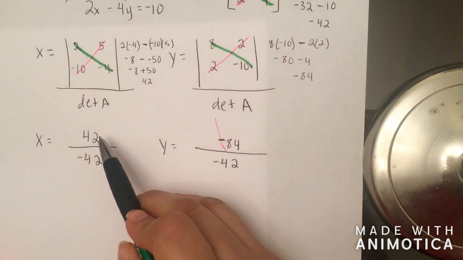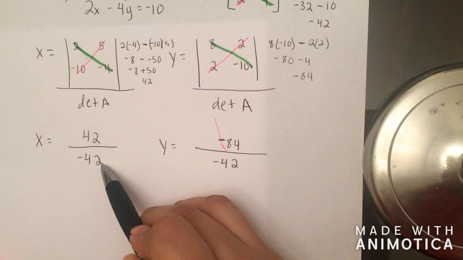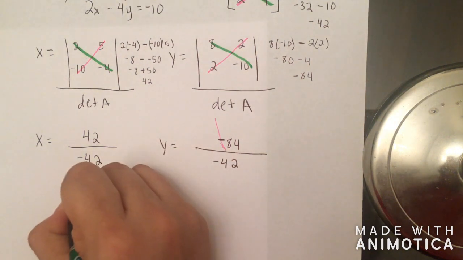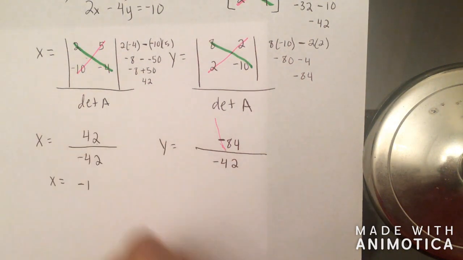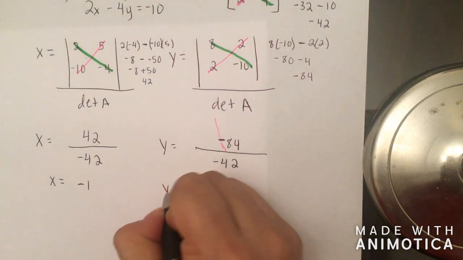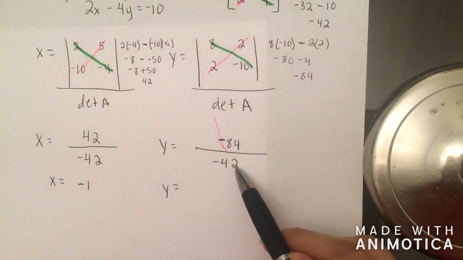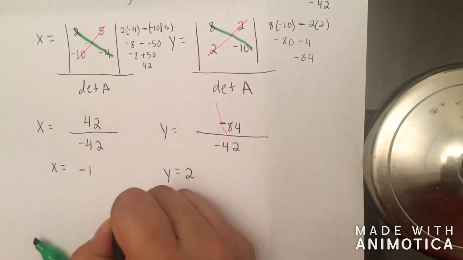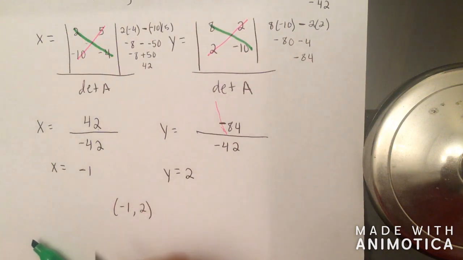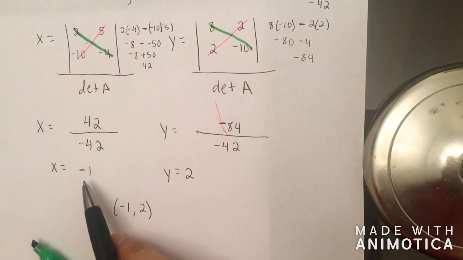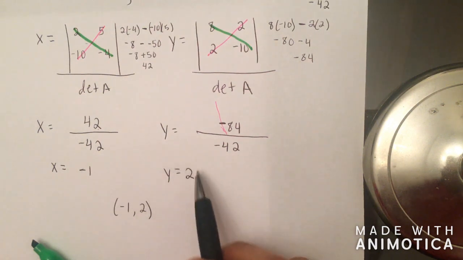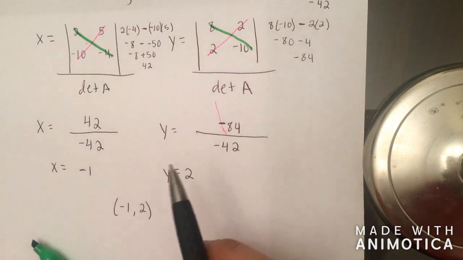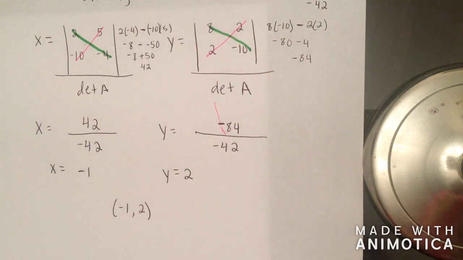So now I just simplify. 42 divided by negative 42 is negative 1. So x equals negative 1. And y equals negative 84 divided by negative 42, which is positive 2. So normally our answers would be written as negative 1 and 2. On Canvas, it's going to ask you separately x equals, and then you input your number, y equals, and you input your number. Okay, so that's it for the first example.